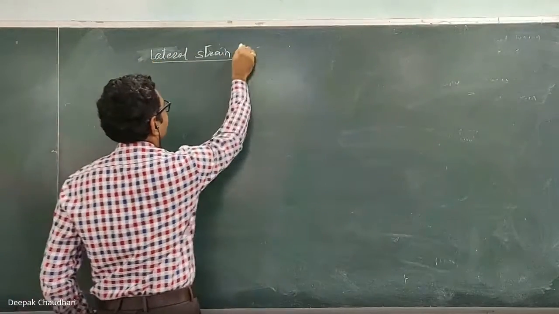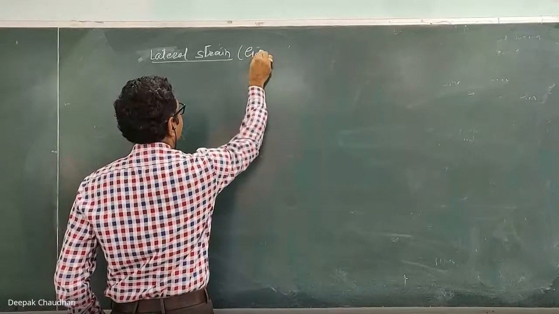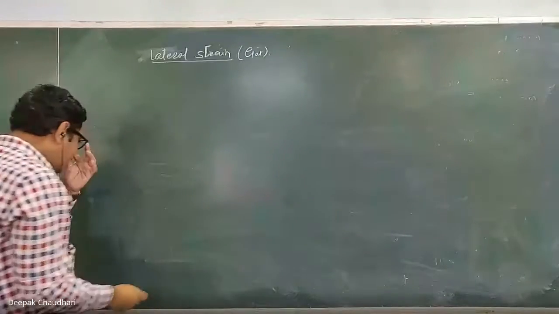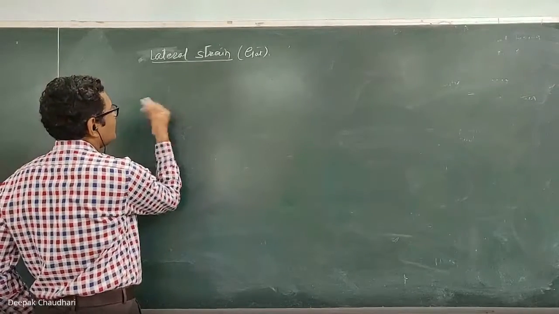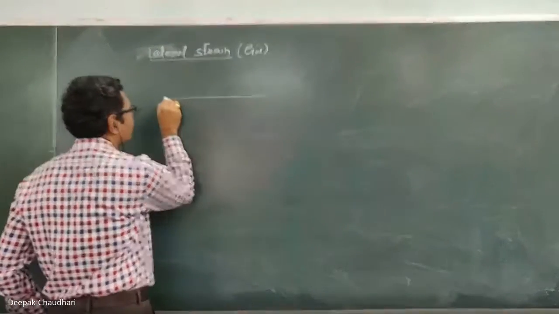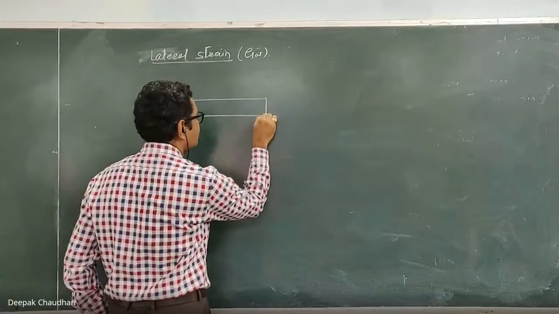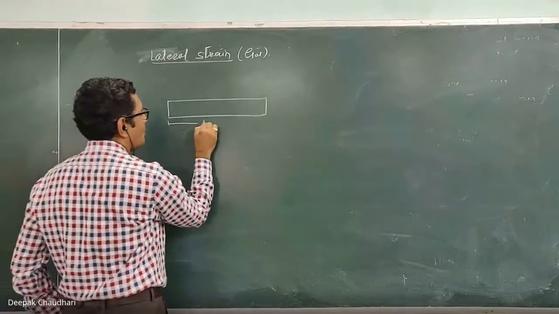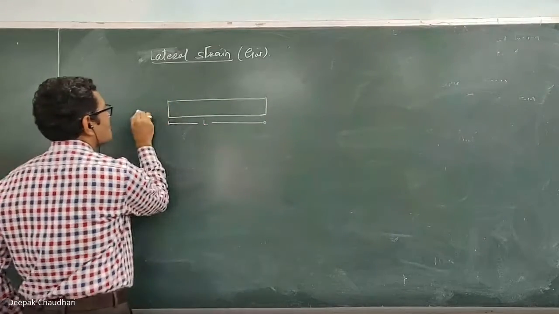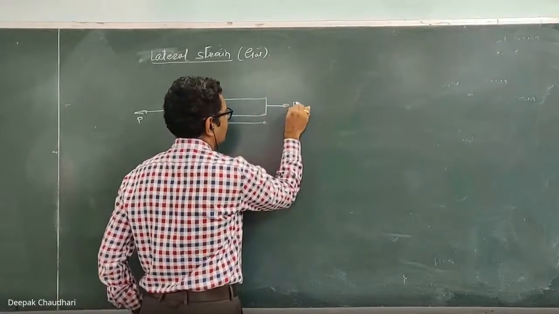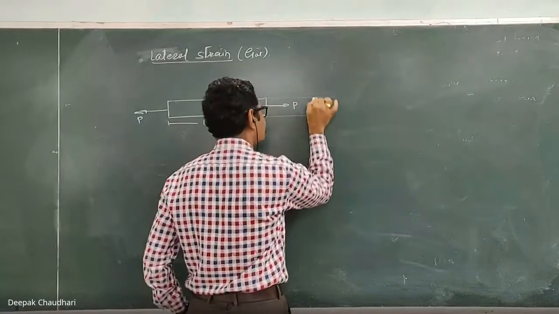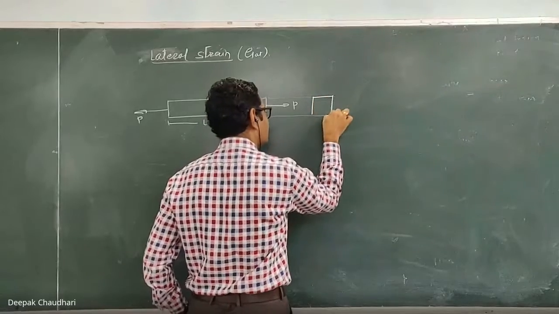Lateral strain, E lateral. Okay, now what is the lateral strain? Listen carefully. Let's consider a rectangular cross section. Consider this rod of length L, which is subjected to some axial tensile force P, and the cross section of this is a rectangular one.